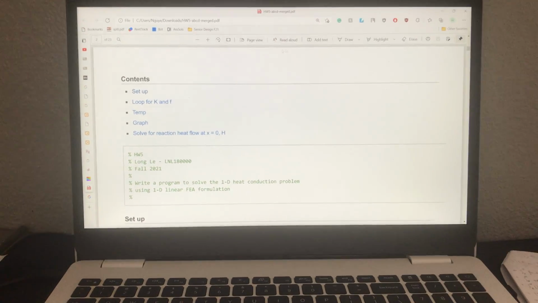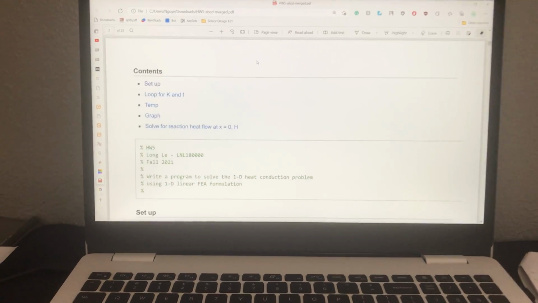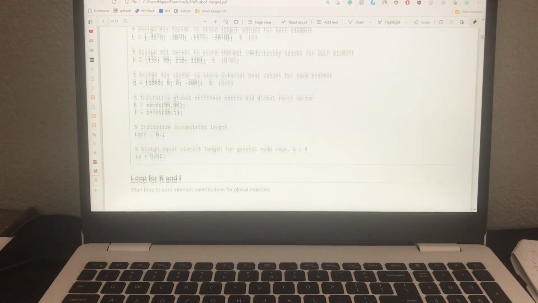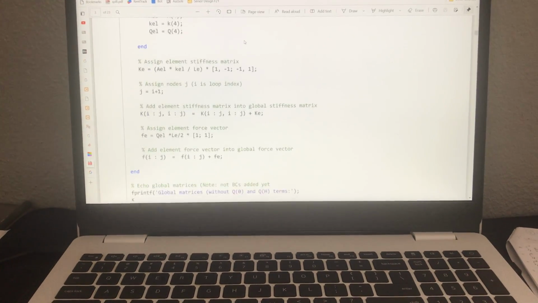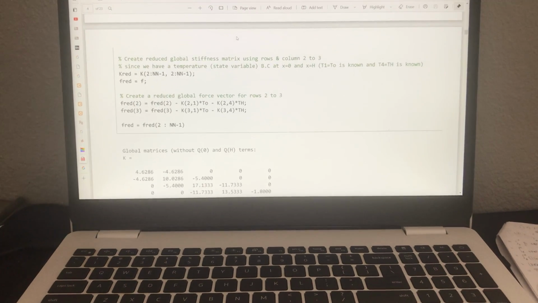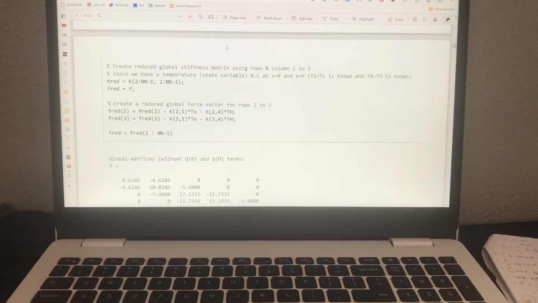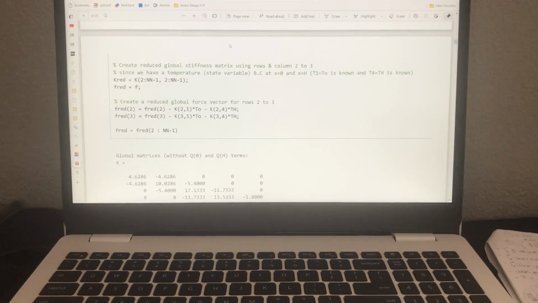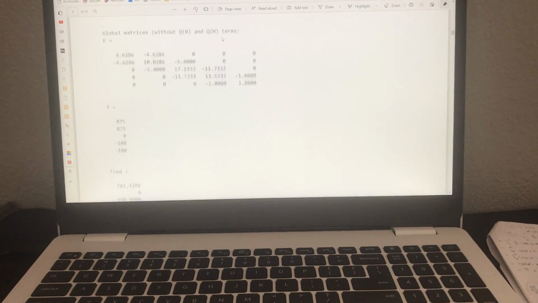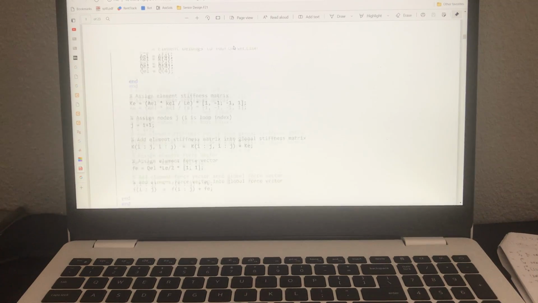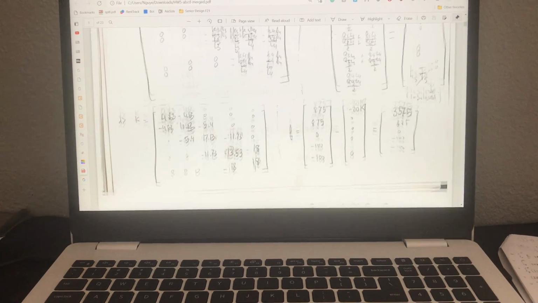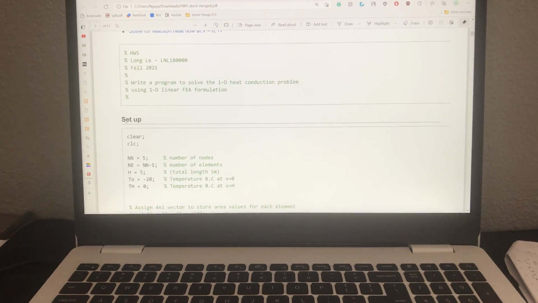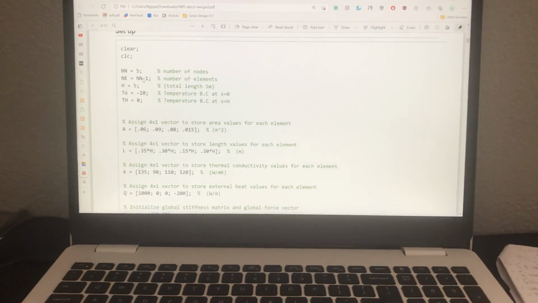Alright, so for question E, we need to get the temperature and heat flux at the nodal points, or heat flux at the boundary conditions. So here we have the MATLAB program.